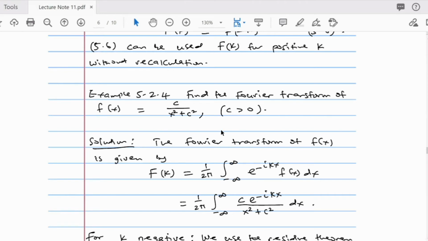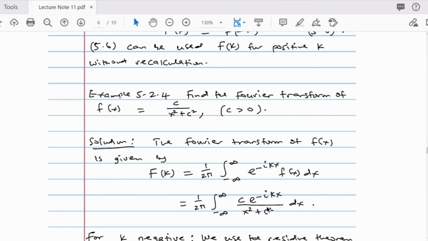This is the definition. So what we're going to do is put in f of x. f of x is this guy here. f of x is c all over x squared plus c squared. So put f of x here. So this is what you get. This is your f of x. So just replace f of x with c over x squared plus c squared dx.